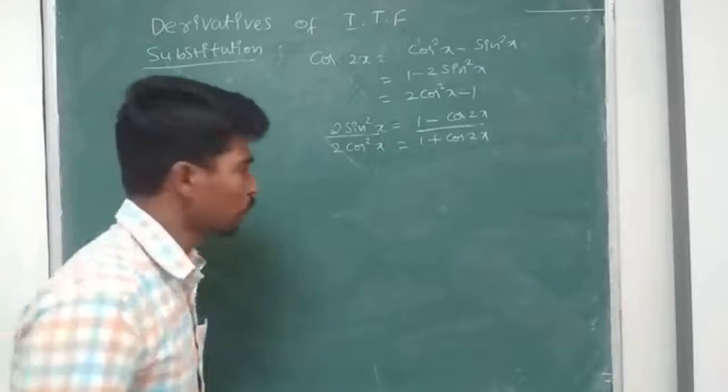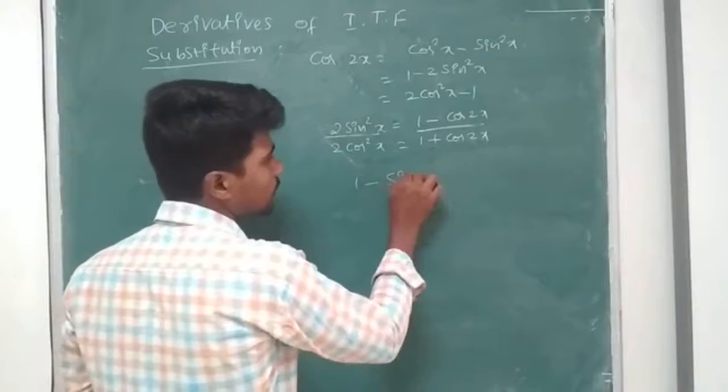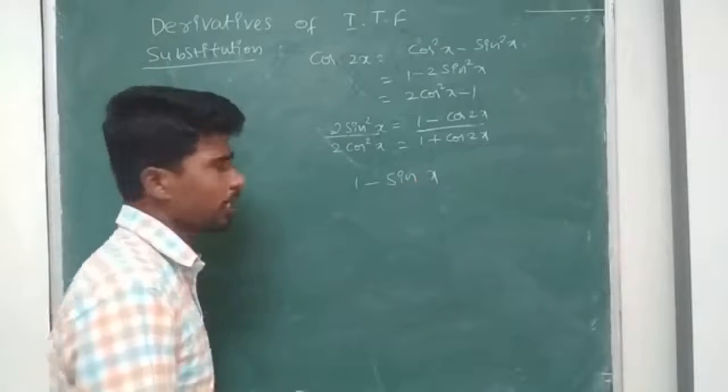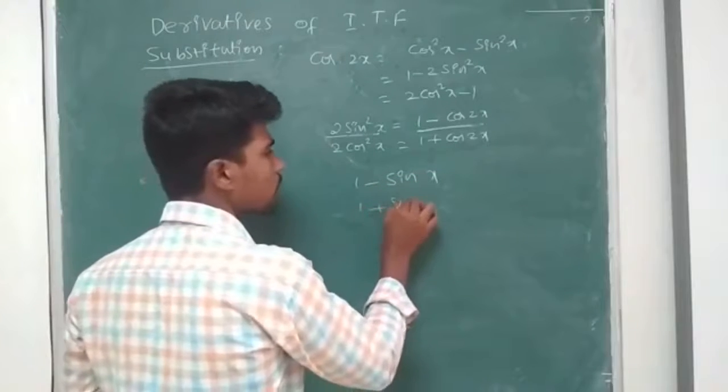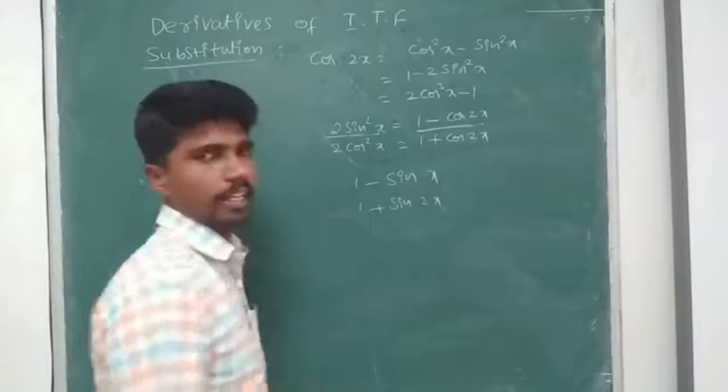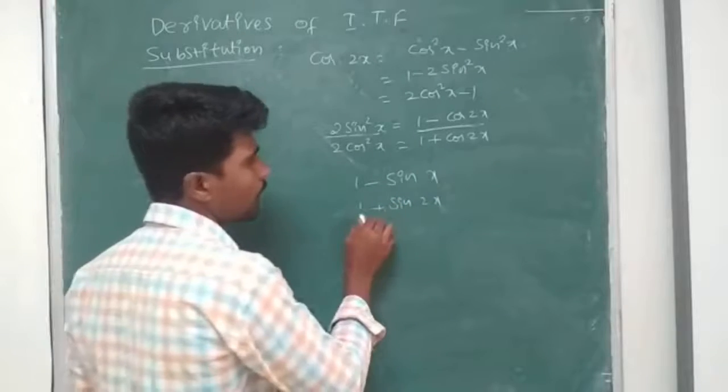Now, how am I going to relate this 1 minus sin x or 1 minus sin 2x, 1 plus sin 2x or 1 plus sin x? See, this we cannot relate directly in terms of cos 2x. So for that particular purpose, what do we have to do?